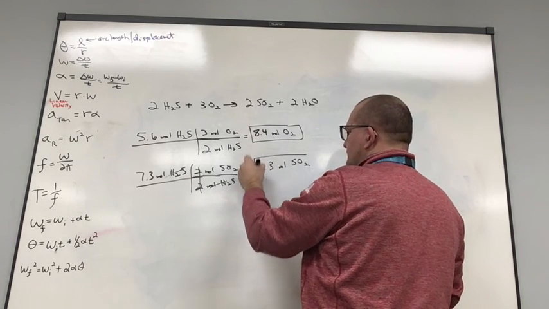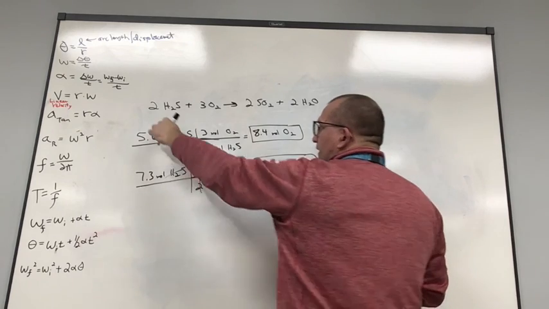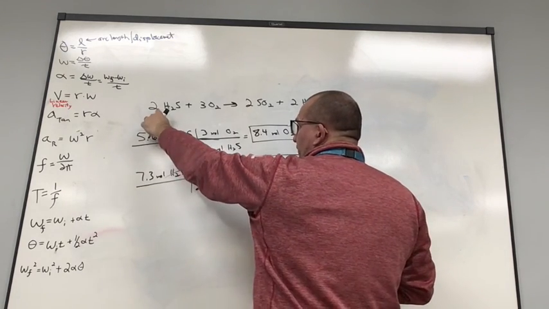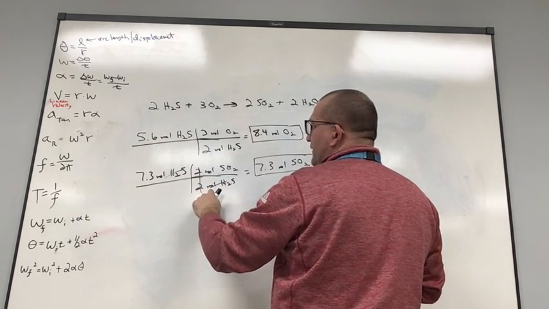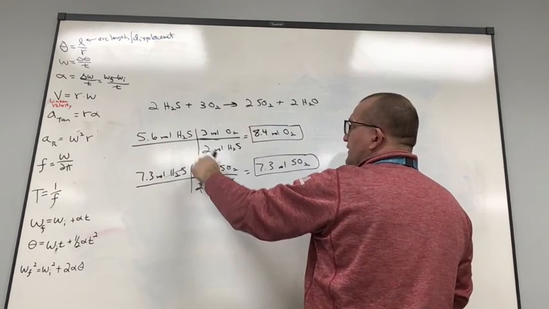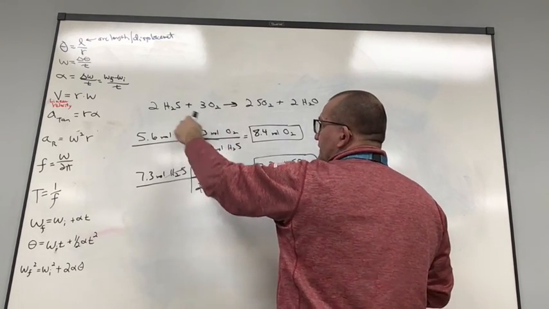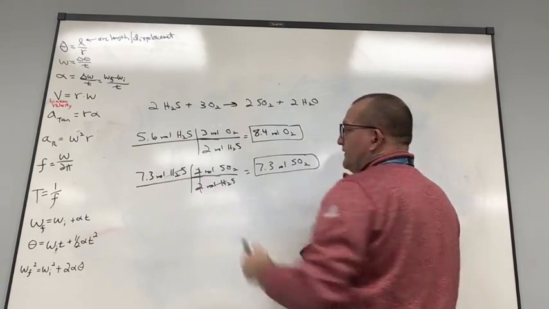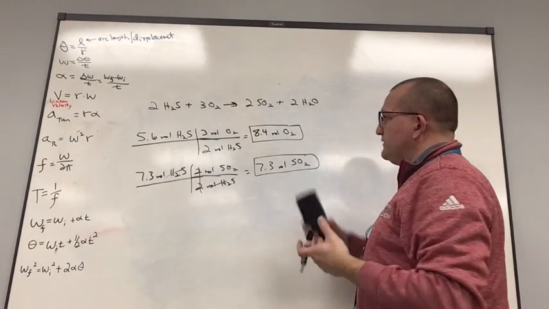But again, I put my given where I start, on the bottom, and where I'm going goes on top. If I'm going from here to here, it looks like this. If I'm going from here to here, it looks like that. But they both can tell me an answer.